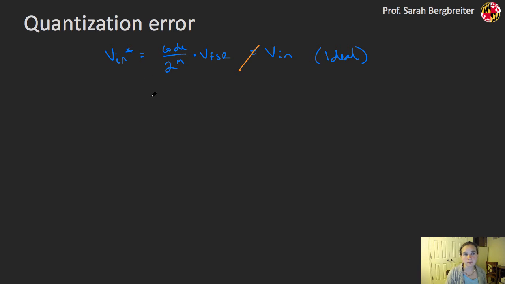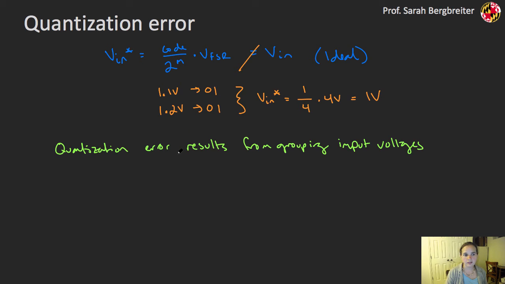So a very simple example of that: if I have that 2-bit ADC that I've been using as an example throughout, 1.1 volt would map to a code of 0, 1, and 1.2 volts would map to a code of 0, 1. Both of these, if I compute what that V_in star would be, would give me an approximation of my input voltage of 1 volt, which is obviously quite different from 1.1 volt or 1.2 volt. So the quantization error, or often as we write it, EQ, is going to result from this grouping of input voltages and mapping them to single output codes in an ADC.